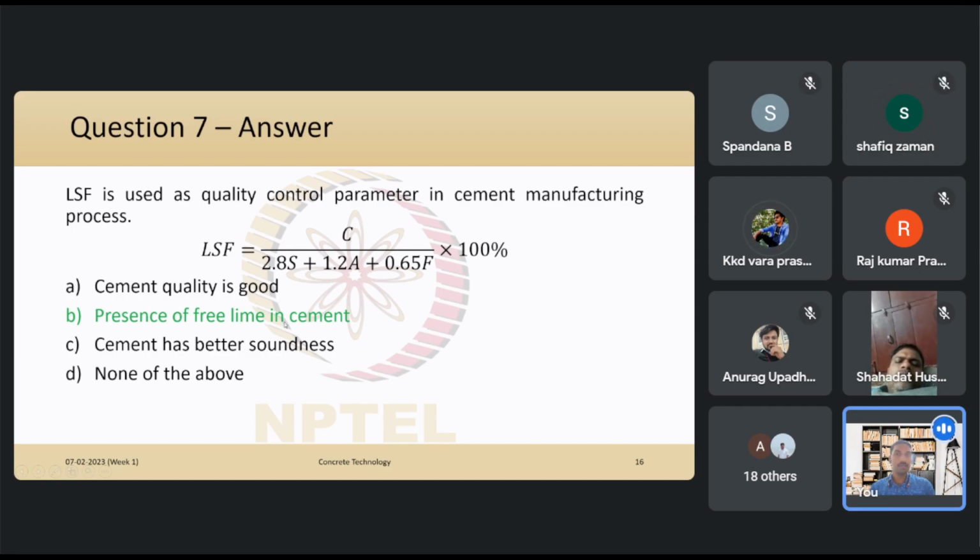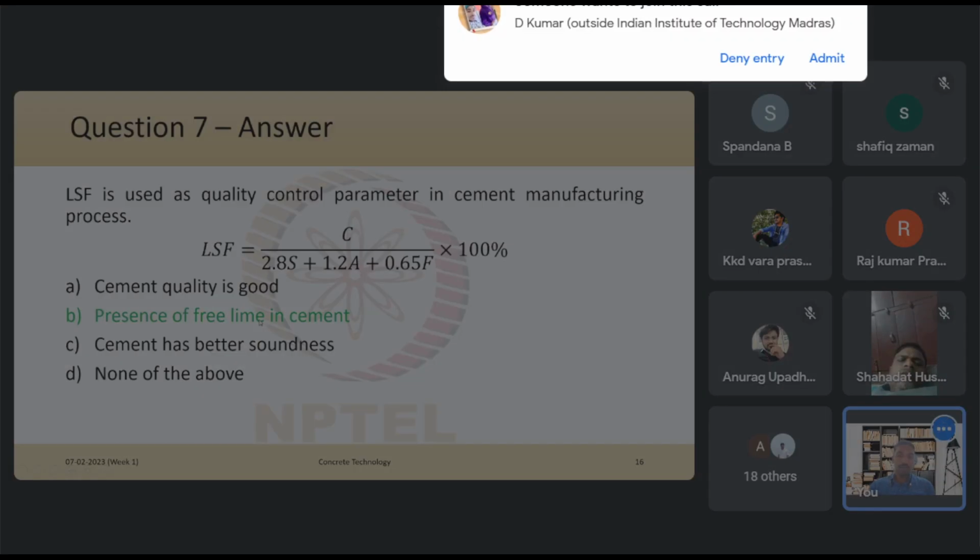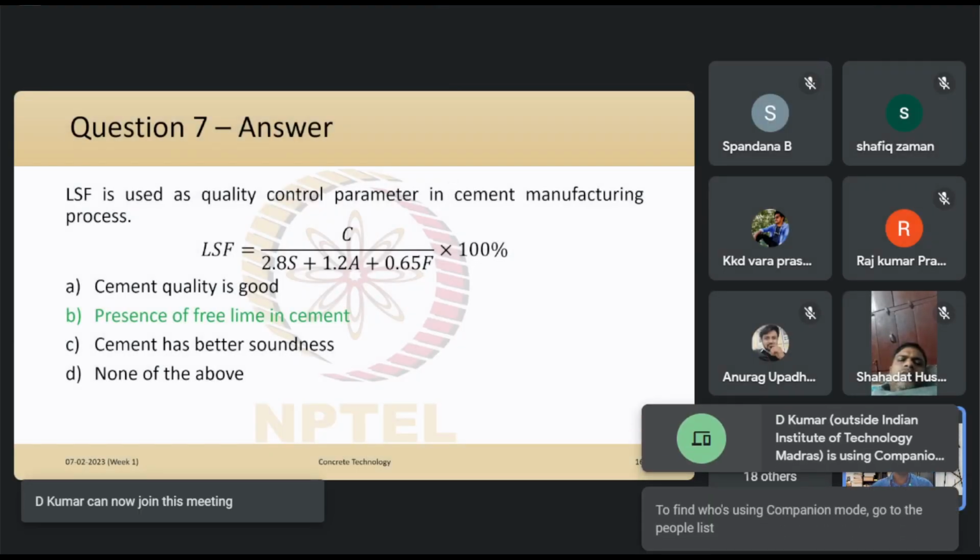So free lime means the amount of calcium that is not reacting, right? That is excess and then remains as lime itself in the cement. So that's what happens when the LSF is greater than 100%. Typically we have it between 95 to 98%, right? So we try to keep it in that range so that the quality of the cement is good, right?